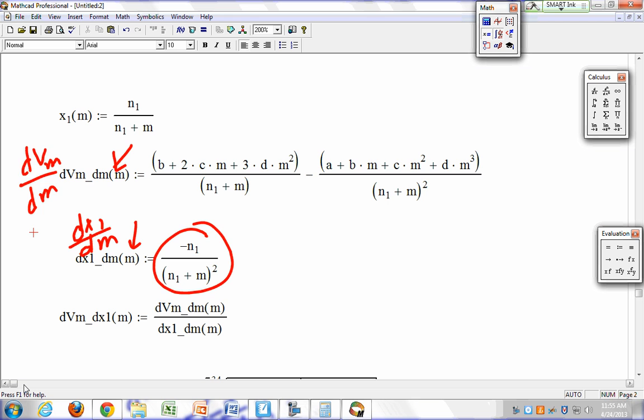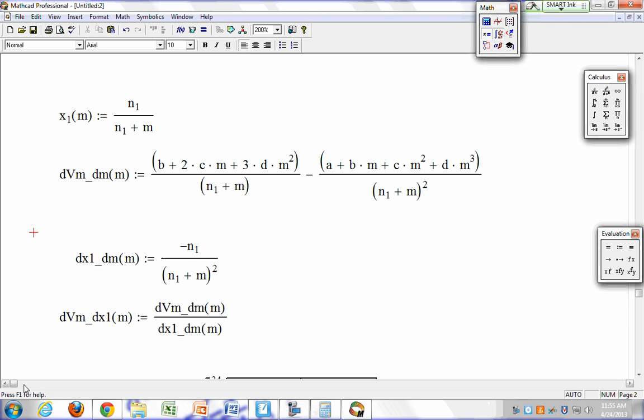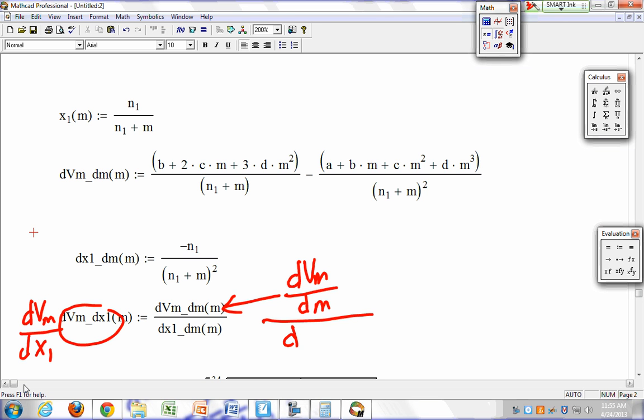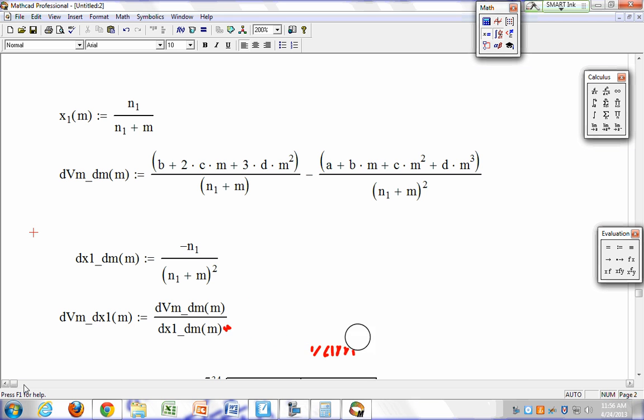Once you've done that, you just take the ratio. The derivative of molar volume with respect to mole fraction 1 is equal to the derivative of the molar volume with respect to molality divided by the derivative of mole fraction 1 with respect to molality, this one down here. So we have an expression that is a function of molality. And we said that this should be equal to V2 bar minus V1 bar. Let's plot that.